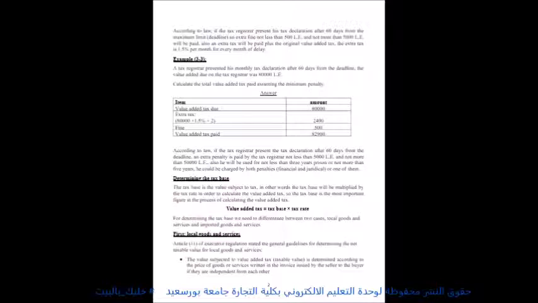For example, a tax registrar presented his monthly tax declaration after 60 days from the deadline. The value added due on the tax register was 80,000 Egyptian pound. Calculate the total value added tax paid assuming the minimum penalty. يبقى الضريبة اللي عليه 80,000. Since he presented his tax declaration after 60 days لازم هيدفع 2 penalties. هيدفع الأول الغرامة اللي هي الحد الأدنى 500 وهيدفع extra tax. How much is the extra tax?